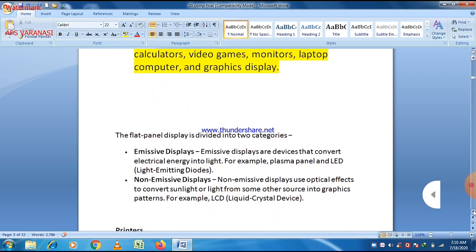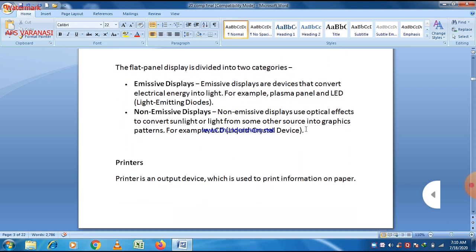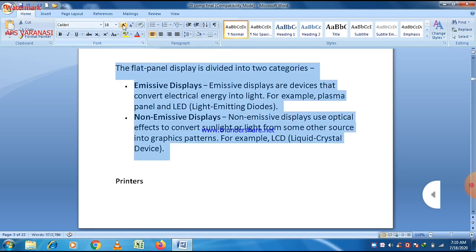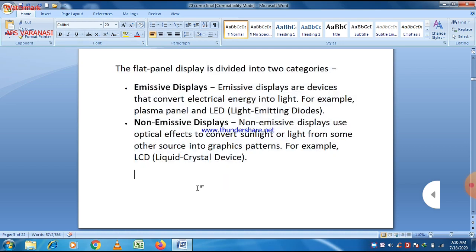Flat panel display is again divided into two basic categories. These are emissive display and non-emissive display. As the name suggests, emissive displays are the devices that convert electric energy into light. One of the most important examples is LED, light emitting diode. Remember the full form of LED. It may be asked in your examination. LED refers to light emitting diode.